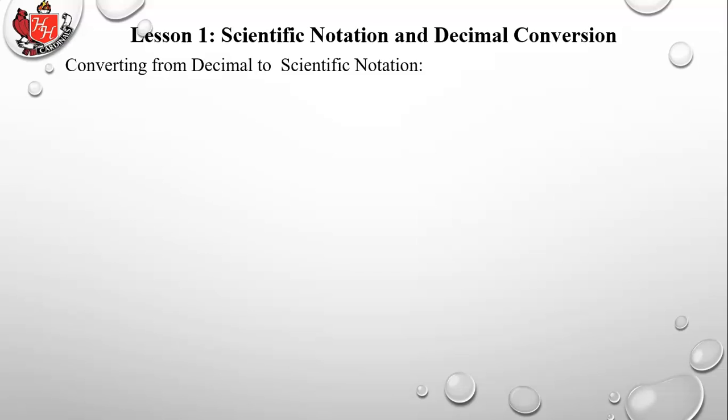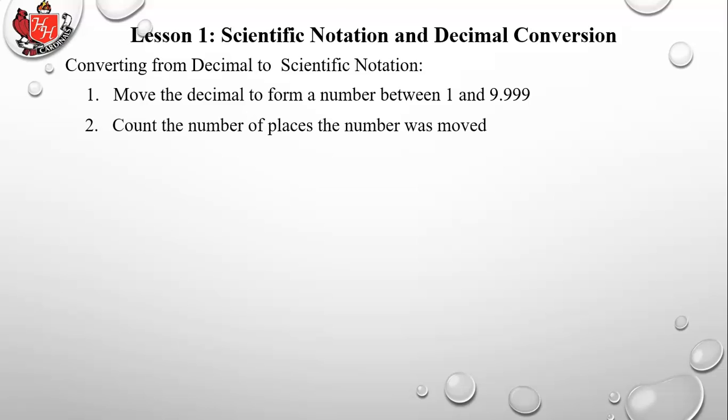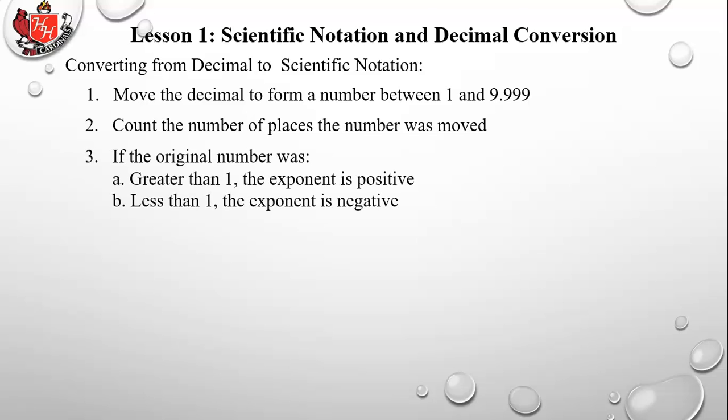Okay, so converting from decimal to scientific notation. Move the decimal to form a number between 1 and, I have to say, 9.9999999. You can't say 1 and 10, but between 1 and 9.999. So count the number of places the number was moved. If the original number was greater than 1, the exponent is positive. If the original number was less than 1, the exponent is negative.